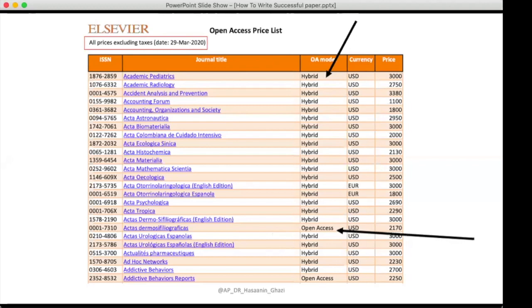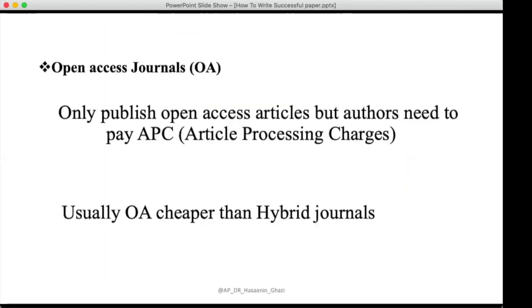But for hybrid, you can tell the journal, thank you, I don't want open access. I want to publish my paper in closed access, but I will not pay any money. So this is the difference between hybrid and open access journals. With open access, as we said, you need to pay the article processing charges. And just take note that open access journals are cheaper than hybrid journals.